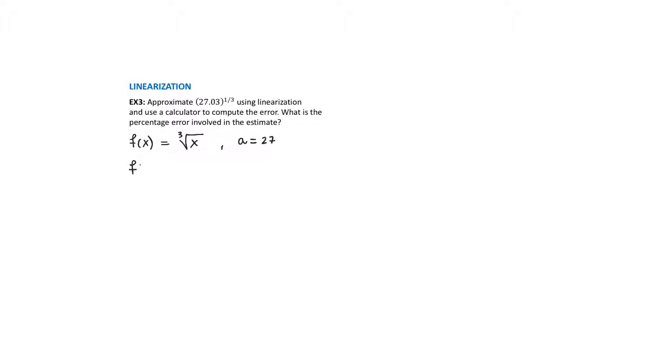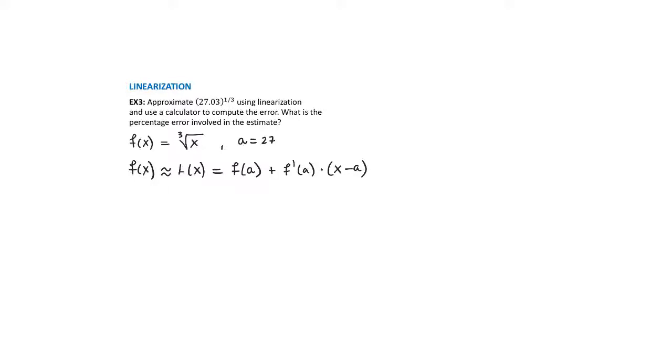We know that f of x can be approximated by L of x, and we know that L of x is equal to f of a plus f prime of a times x minus a. So what I want right now is to find this equation of the tangent line, this linearization. I'm going to put some effort into finding that linear function, and then use it to do the approximation of the cube root of 27.03. I'm going to use a line to do that approximation.